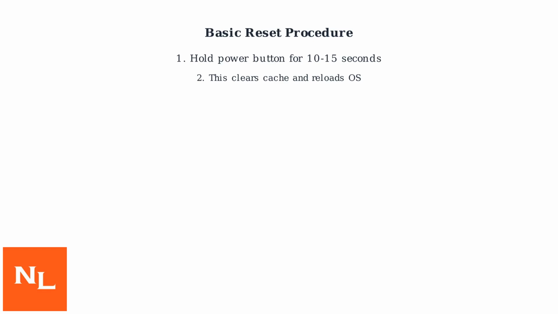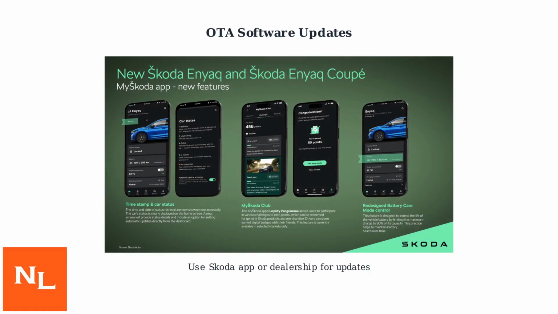Before seeking professional help, try a basic reset by holding the power button for 10 to 15 seconds. This clears the cache and reloads the OS. Regular over-the-air OTA software updates via the Skoda app or dealership can prevent future issues. Skoda's 2025 firmware patch fixed many black screen problems.